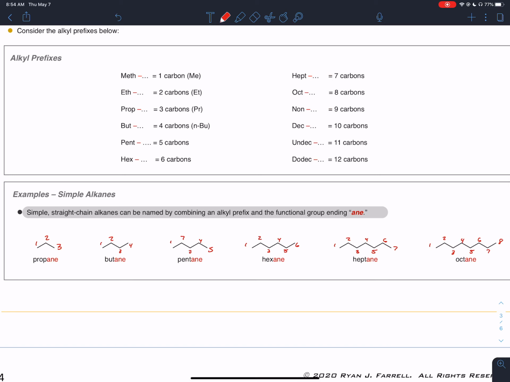And remember, they come before the functional group ending, and the functional group ending in our examples below was -ane, symbolizing that we had an alkane. And the alkyl prefix precedes that functional group ending, and then of course, if there were any substituents, those would be named in front of that alkyl prefix attached to the functional group ending.